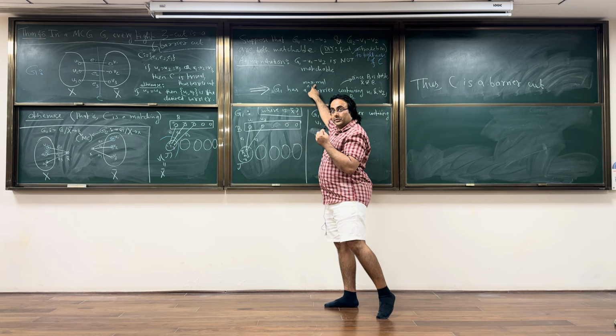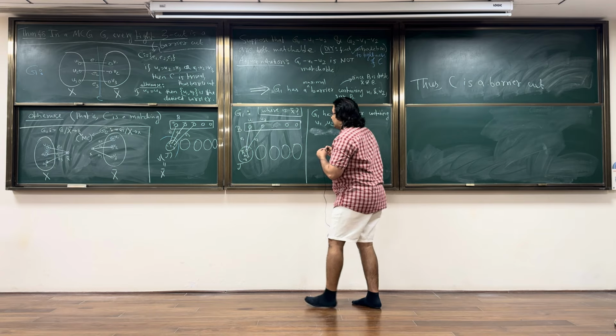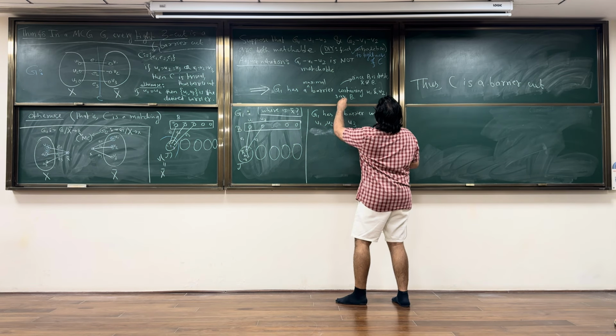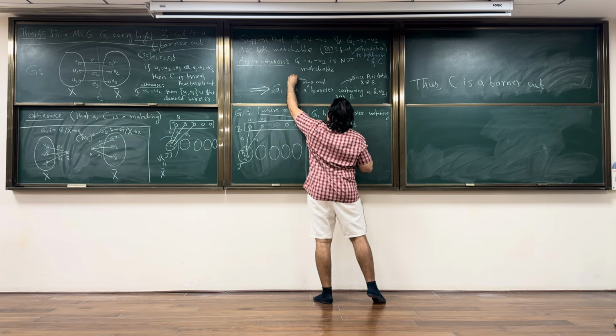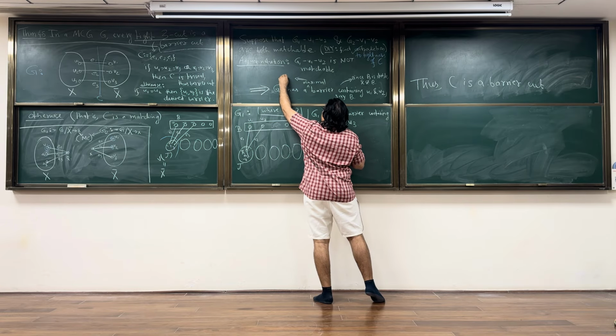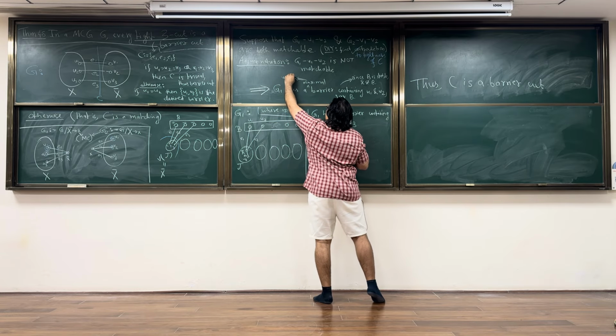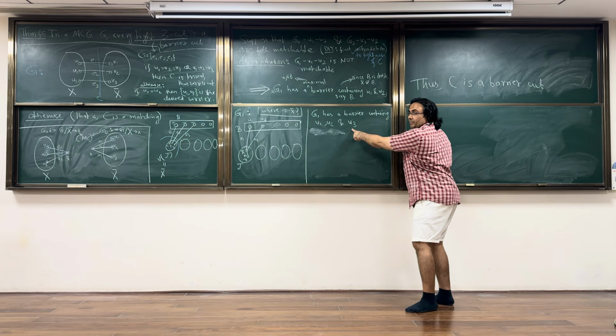So that's one way to finish the proof. If we take a maximal barrier, then the maximality actually implies that U3 belongs to the barrier. And we are done.